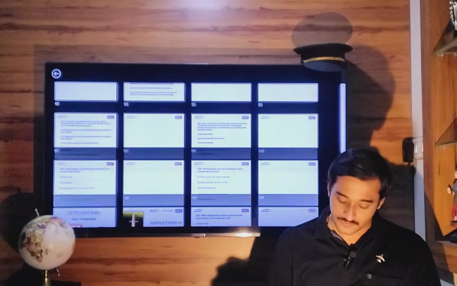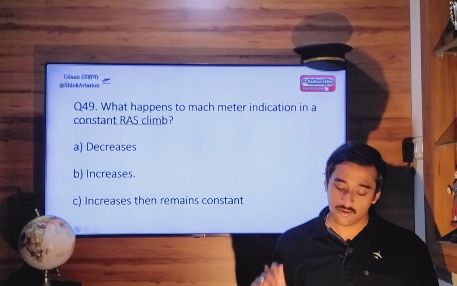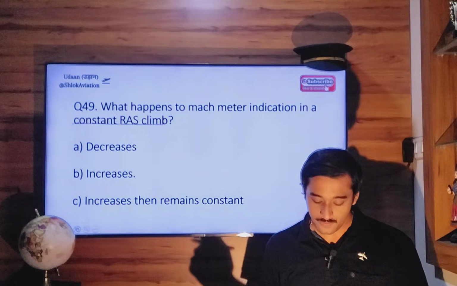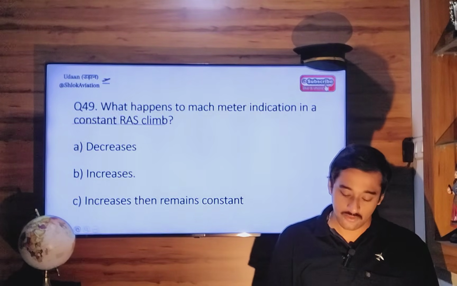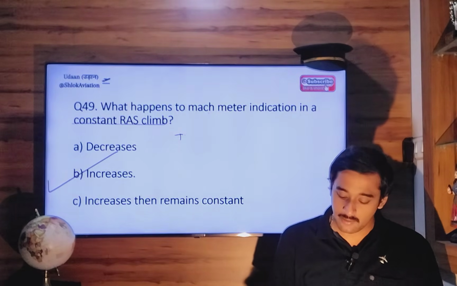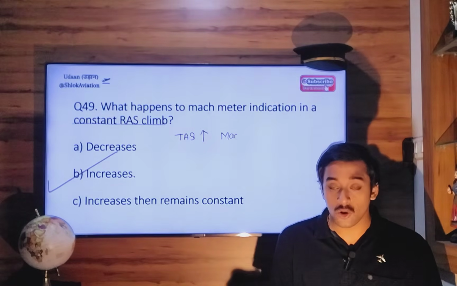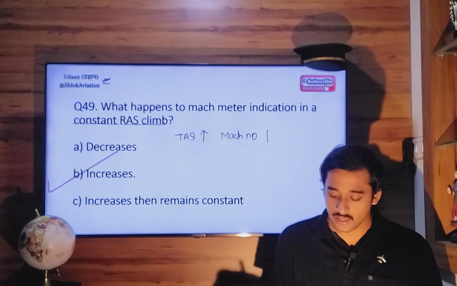Now here in this question, again you are in a constant rectified airspeed or calibrated airspeed climb. So your Mach meter indication will increase, because in a constant rectified airspeed climb, TAS increases. As a result, the Mach number, which is proportional to TAS, will also increase.